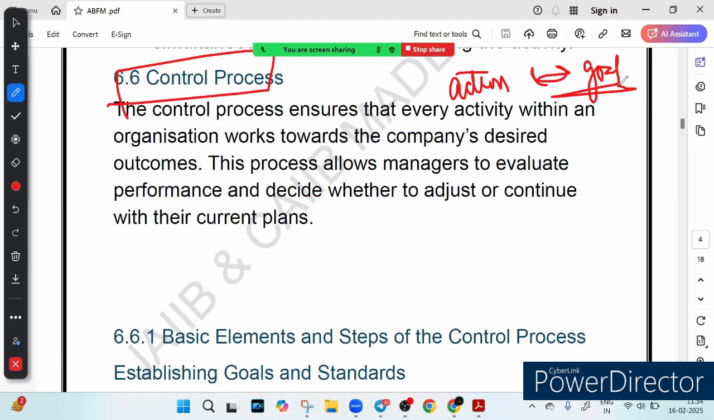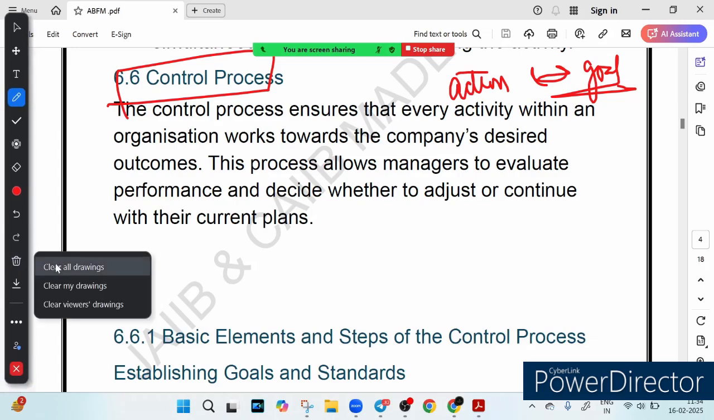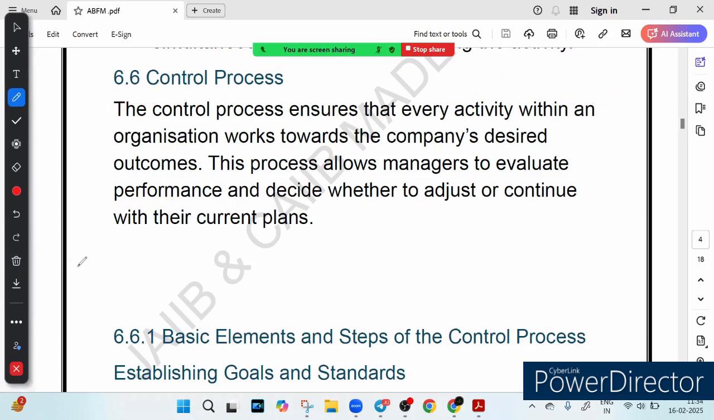While controlling is super useful, it is not flawless. Yes, controlling is super useful because we have to align our activity with the goal, but it is not flawless, right? I hope this helps you clear the concept. Now let's talk about the basic elements, the steps of control.